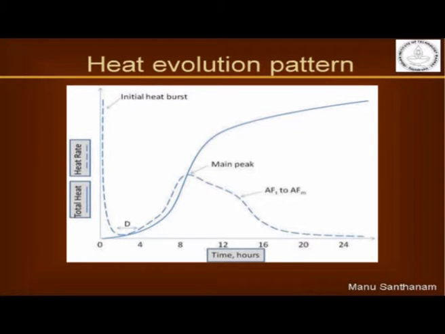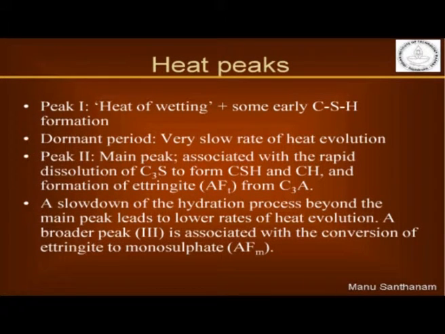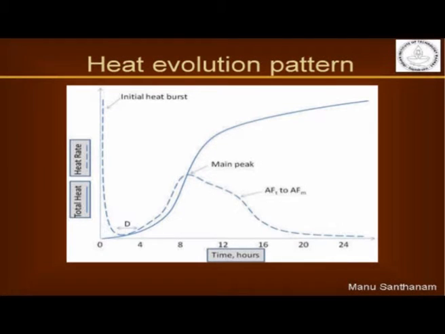Okay, so now let us try and understand the meaning of these peaks and what reactions they can be attributed to. So the first peak, the initial heat burst, is only because of very early surface reactions that happen on the surface of the cement particles, and we also call that the heat of wetting. Okay, after this we see a period where the rate of heat evolution is very small, which is marked in the previous graph as D. This D basically is the dormant period.